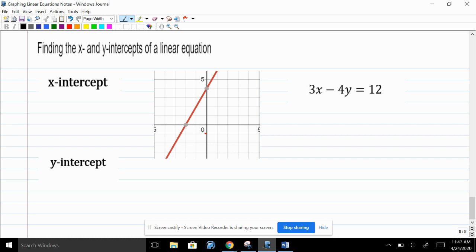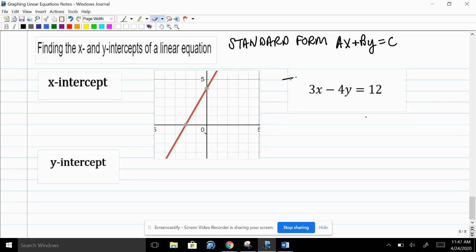All right, guys. So the next step in our journey here is to be able to find the x and y intercepts of a linear equation, as you see at the top there. Now, the first thing I want to go over real quick is we actually just finished doing this with tables. Usually when they ask you to find intercepts, they're going to give you the equation in standard form, which is ax plus by is equal to c.